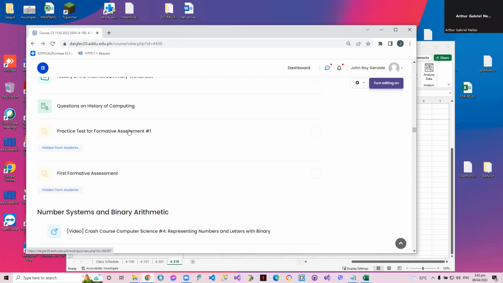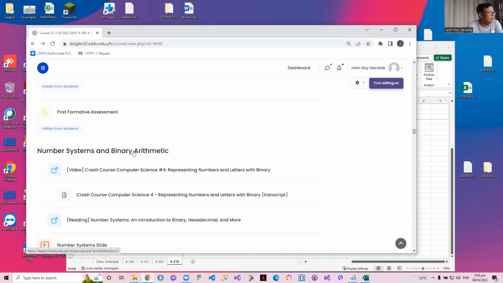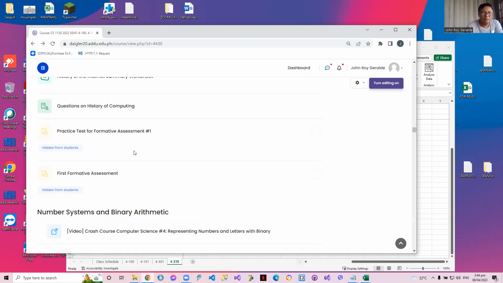Hi, sir. Is the formative assessment graded na po, sir? Come again? Is the formative assessment po, is that a graded quiz na po, sir? Graded na ngayon. Do you follow? Graded na. Lahat ng formative and performance tests are graded. Okay po, sir. Thank you. Any other question?